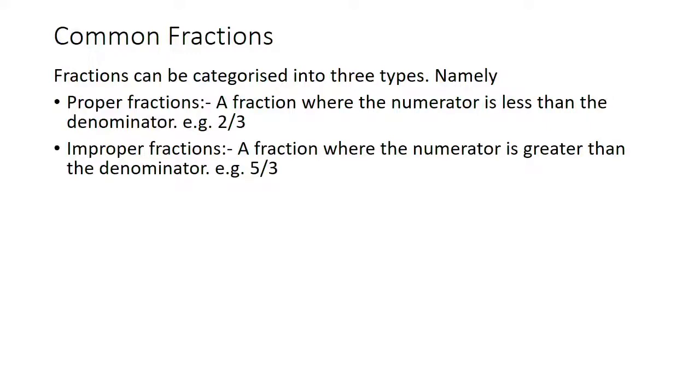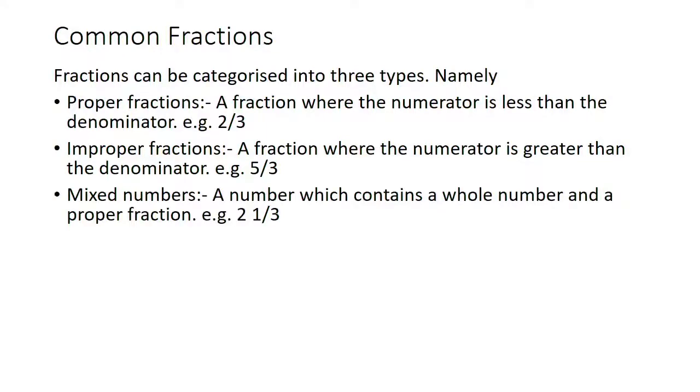And then we have the improper one. The improper one is just the opposite of the proper fractions, which means the numerator is now greater than the denominator. The top is greater than the bottom. In this case, the example that I've given is 5 over 3. But you can also take 10 over 3, 10 over 7, 15 over 9. All those are improper fractions.